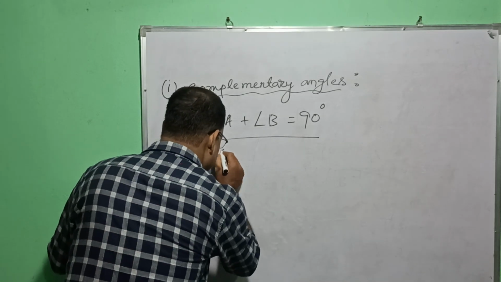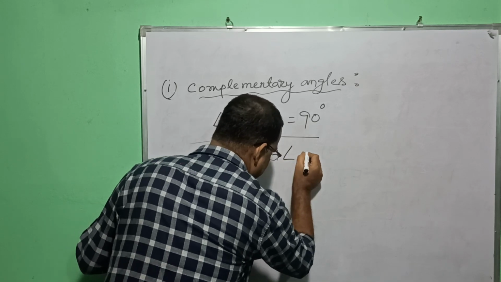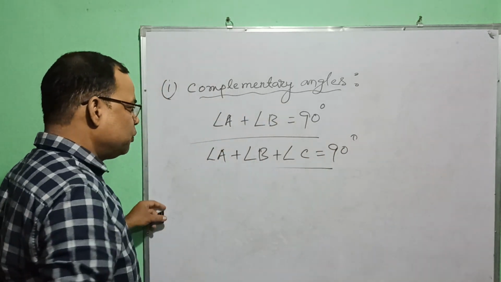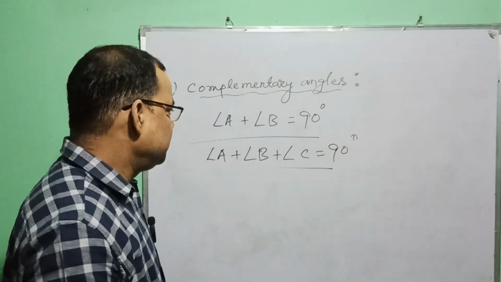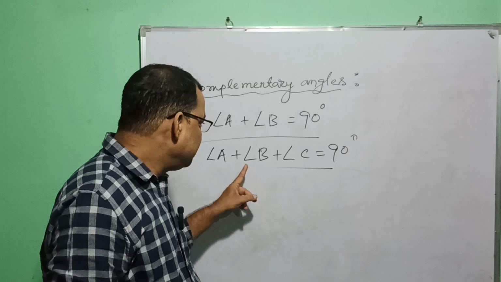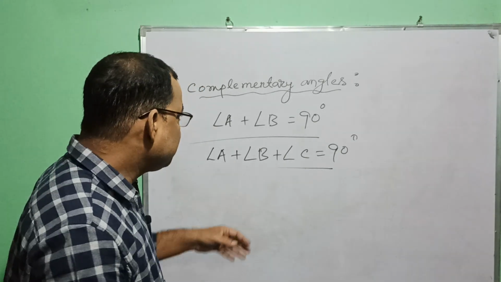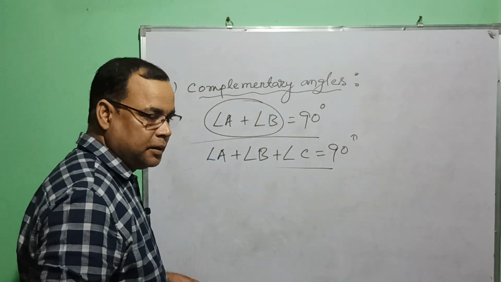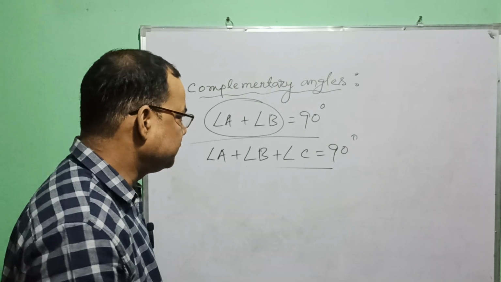Then one confusion is there. Suppose angle A plus angle B plus angle C equals 90 degrees, then what will happen? Are these three angles A, B and C complements of each other? Actually, they are not. For complementary angles, only two angles are needed. So if it is three or four angles, they are not complementary angles.